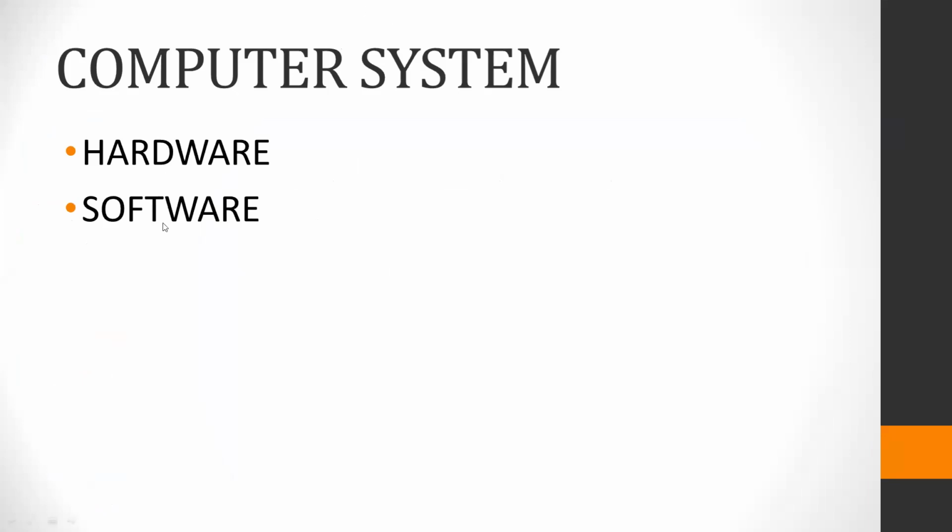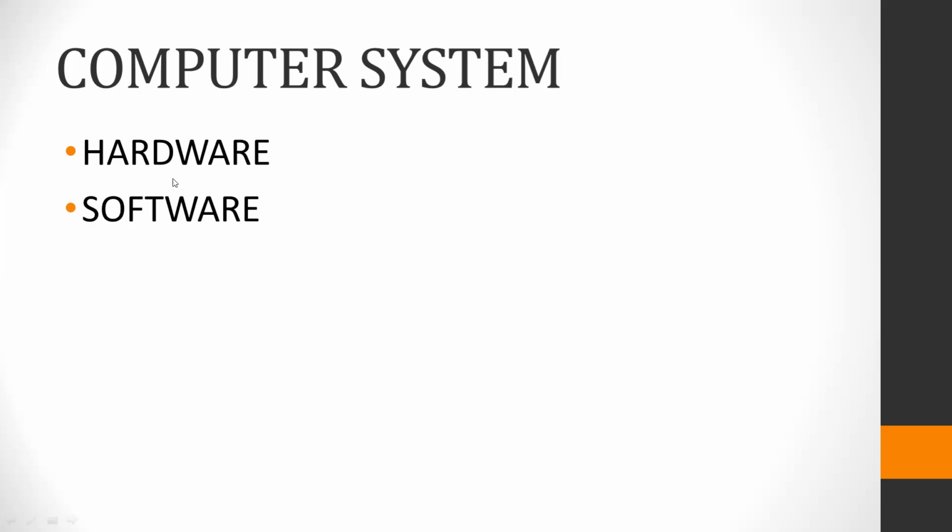Hardware and software. So what do we mean by hardware? Hardware means the physical components of a computer. Physical components, that means mouse, keyboard, scanner, printer. These are the physical components. Simply, we can say the parts that we can touch and see. That is hardware. And software is a set of instructions and programs.